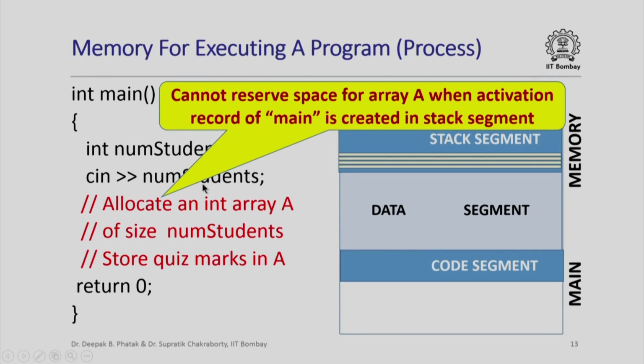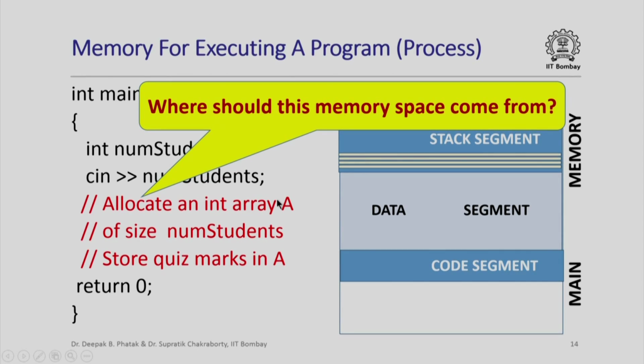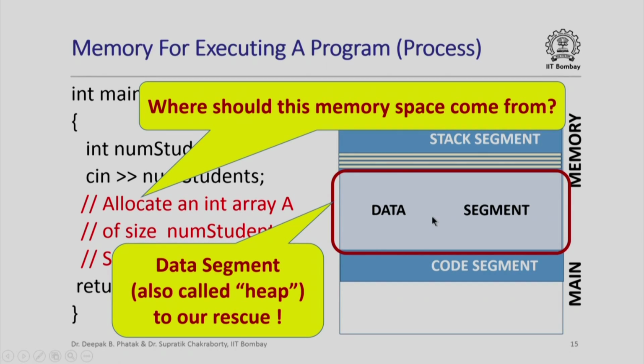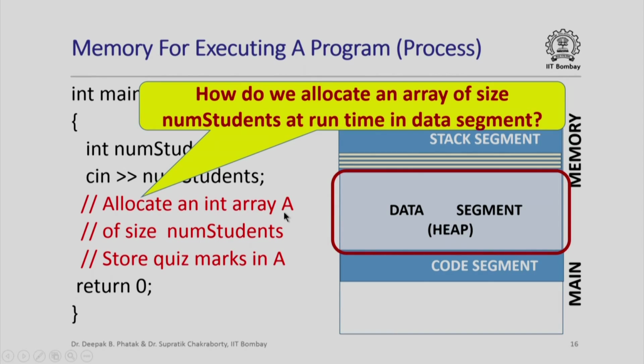Consequently, I cannot reserve space for this array A when the activation record of main is created in the stack segment. Only after main starts executing can I figure out what the value of numStudents is, and only then would I know how big this array A is going to be. But in the activation record, if I cannot store space for this array A, then where should the memory space for this array A come from? Well, it turns out that here is where the data segment, also called the heap, comes to our rescue.